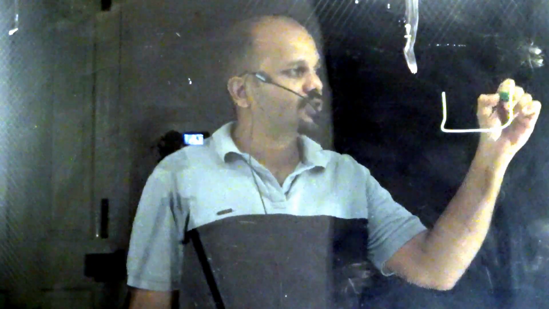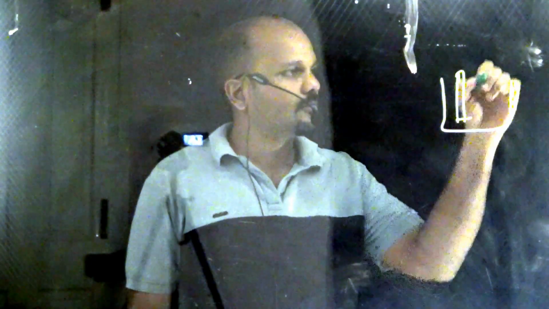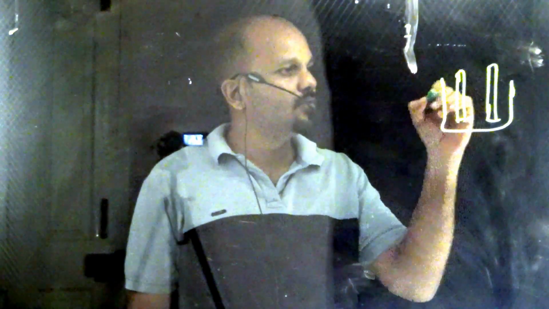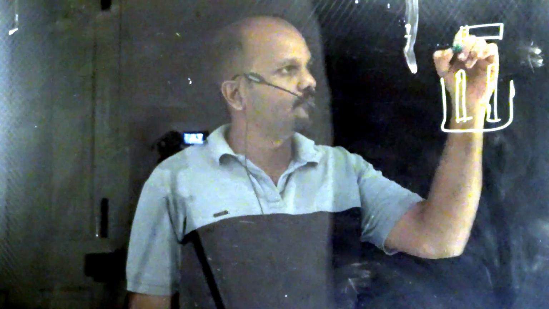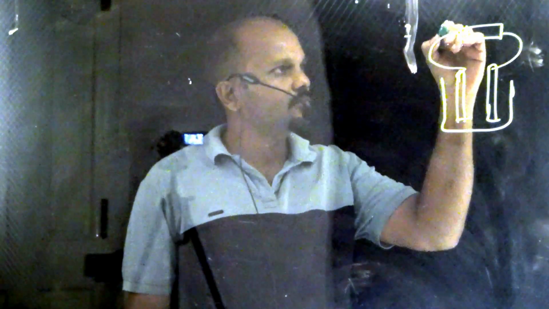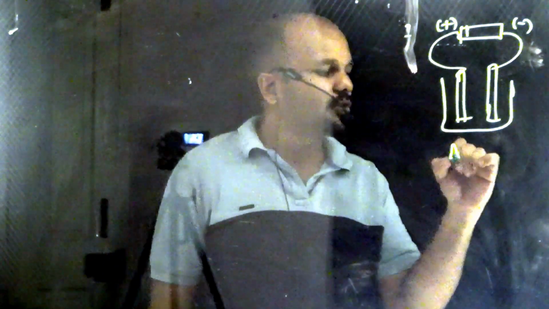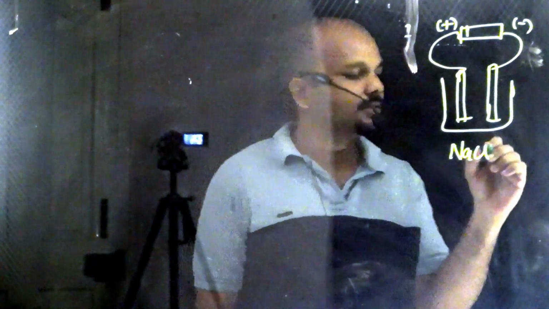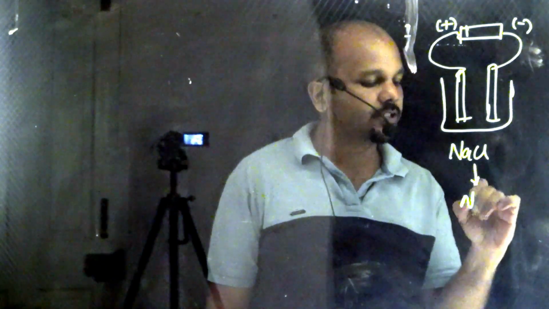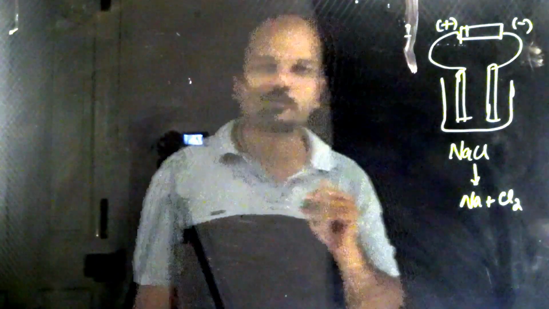I told you other molten compounds also release products in the same way. For example, this is a battery, positive and negative. Suppose you are taking molten sodium chloride. This is going to release sodium and chlorine, these two products.